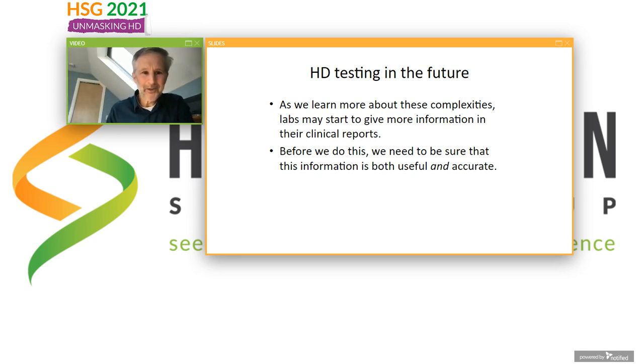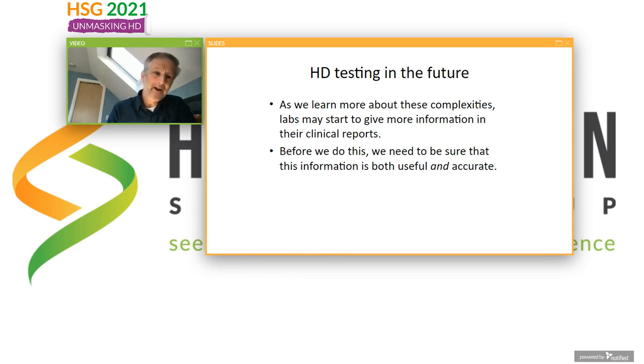Let's see here. Looking at the other questions, two of them I think I can tie together. Why don't laboratories report this additional information about the CAG repeat? The scientists are really excited about it. And also, I was tested many years ago. Do I need to be retested?